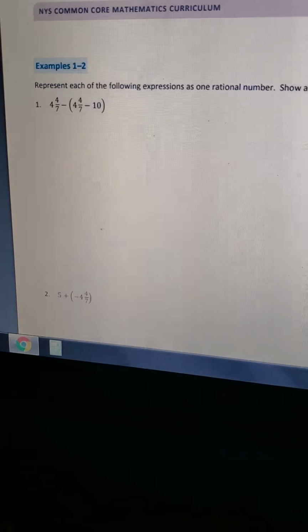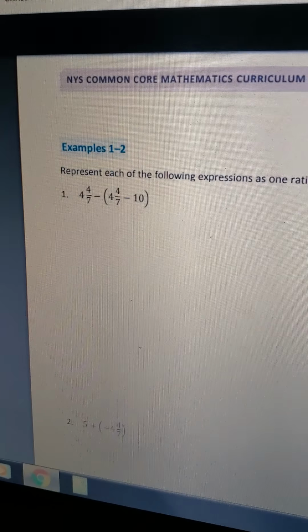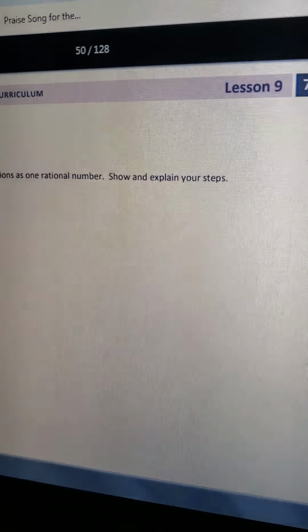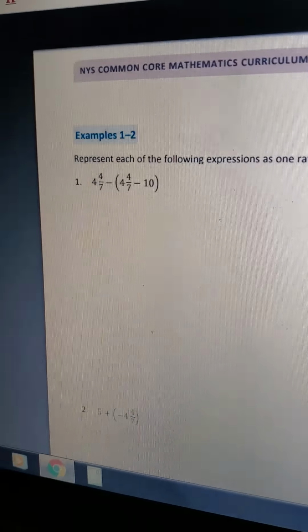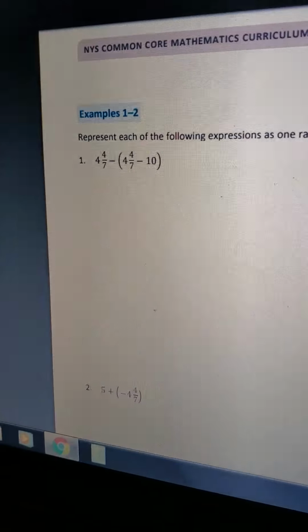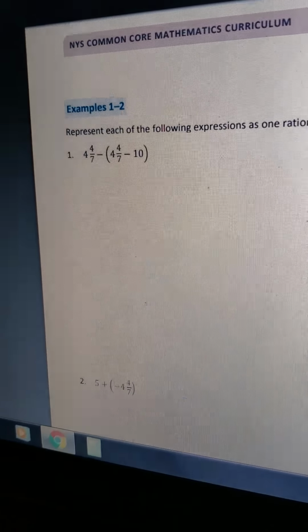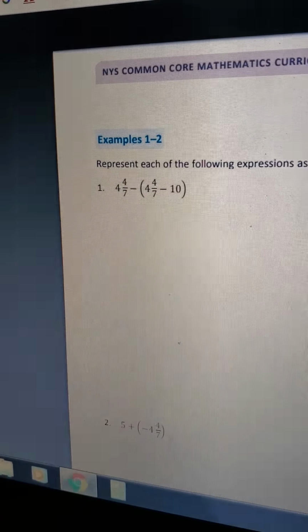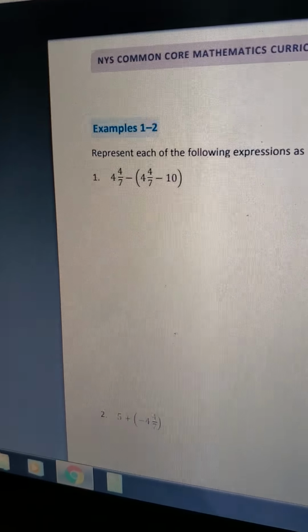this one is kind of similar to the one we were just looking at. So it says, represent each one of the following expressions as one rational number. Show and explain your steps. So basically this one is similar to what we just did. We have the negative sign outside of a parentheses. The next thing after that is a parentheses.